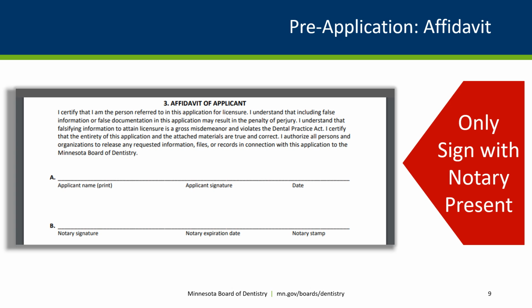Next is the last page of the pre-application. Here you will be required to sign an attestation with a notary present. This is a legal statement asserting that all questions are answered truthfully and all documents are authentic and not fraudulent. Again, you must sign this in the presence of a notary. If it is not officially and properly notarized, it will not be accepted.